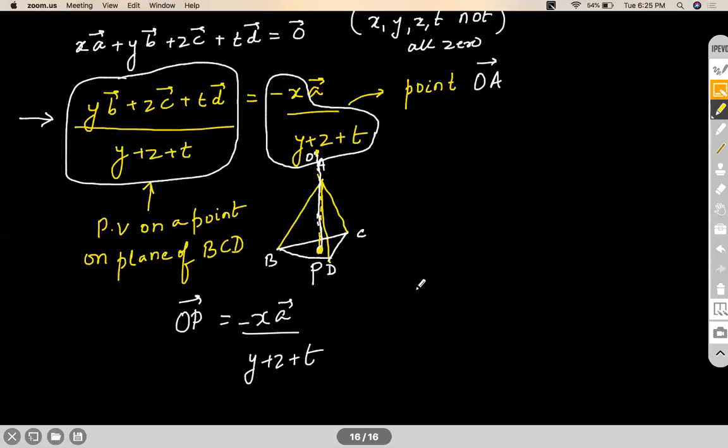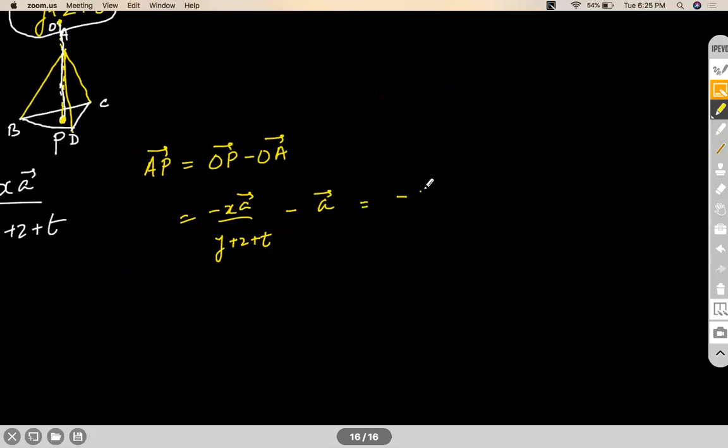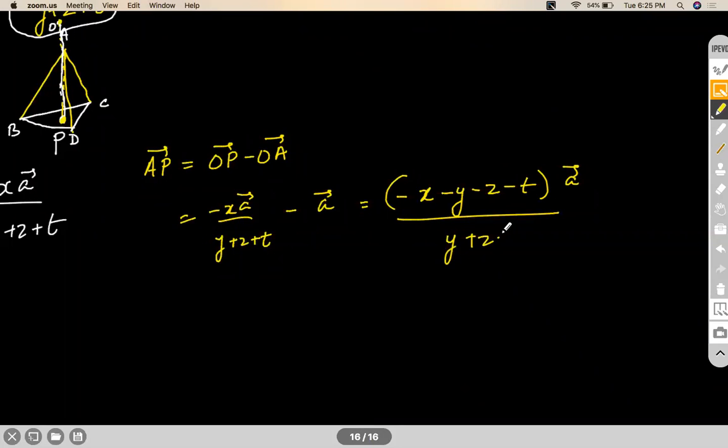So what is AP vector now? AP vector will be OP minus OA, which is nothing but minus xA by y plus z plus t minus OA, which is A itself. So if you simplify this, it will give you minus x minus y minus z minus t times A by y plus z plus t, which is negative of x plus y plus z plus t by y plus z plus t times A.